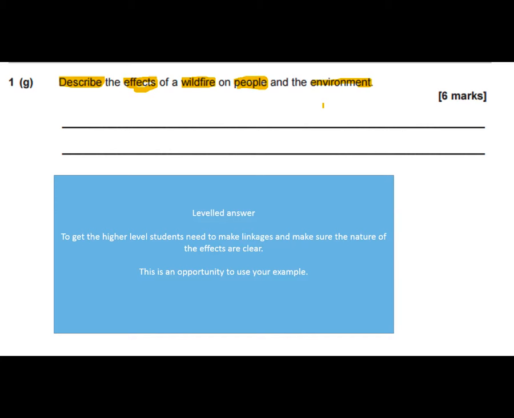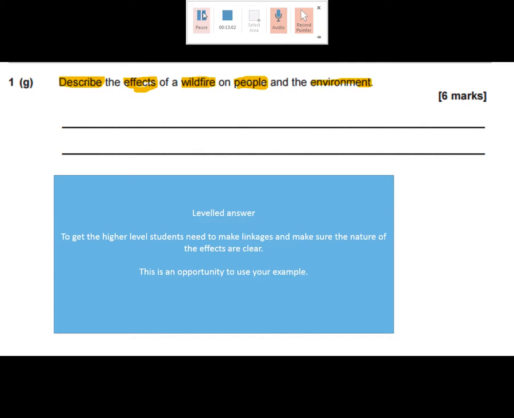If you divide it up into one section about impacts on people and one section about impacts on the environment, that's a way to go about doing it. You don't have to do it like that. You can do social, economic, environmental if you like. I am looking really for 2 paragraphs. 2 paragraphs with linked effects.